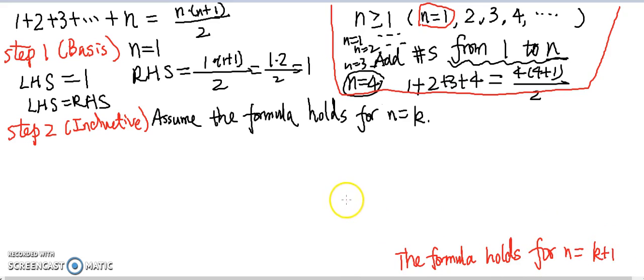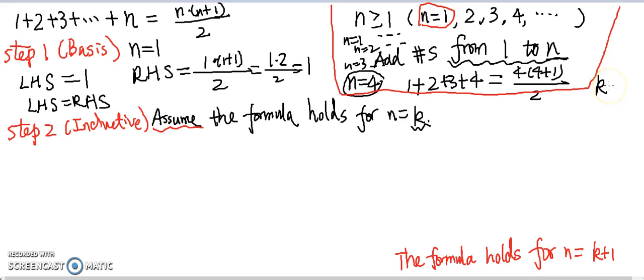So why do we do that? The assuming part is the hypothesis, which we talked about before. Step 2 is like proving if this formula holds for n equal to k, then the same formula holds for n equal to k plus 1. Because k is a variable, this k can change. If k is equal to 1, then k plus 1 will be equal to 2. So let's write down a few cases. Again, this is just the thinking process here.